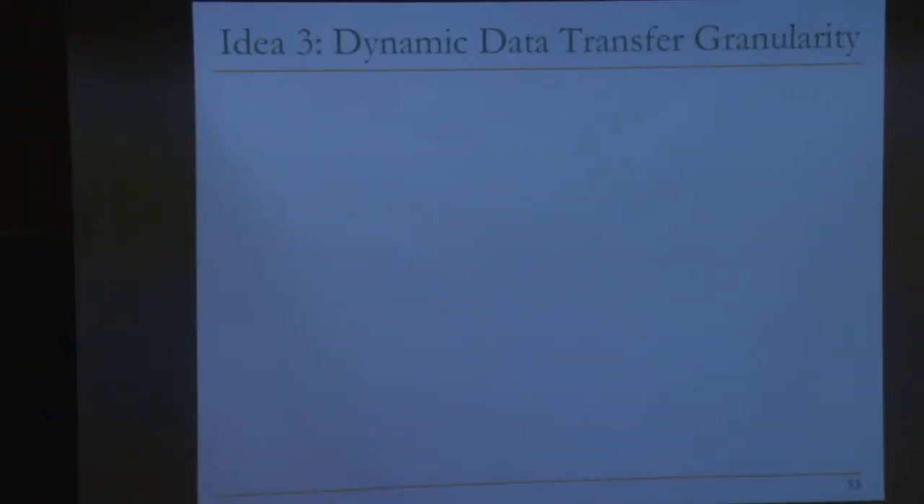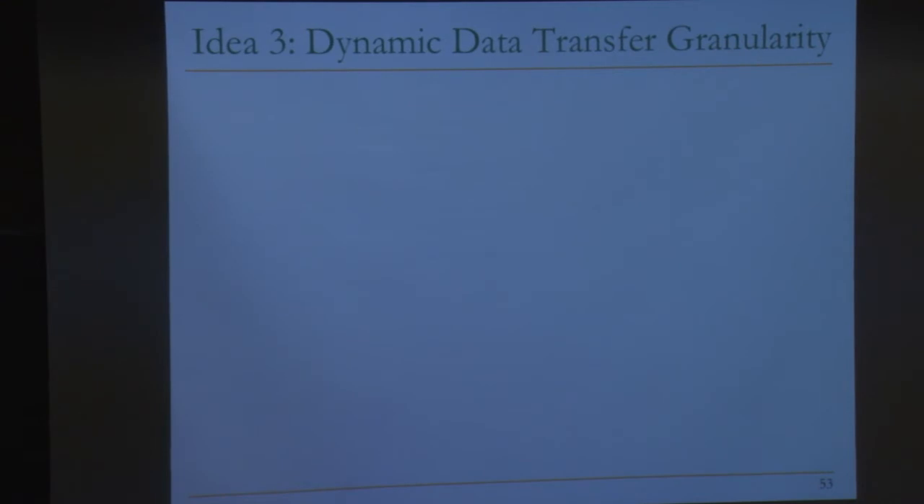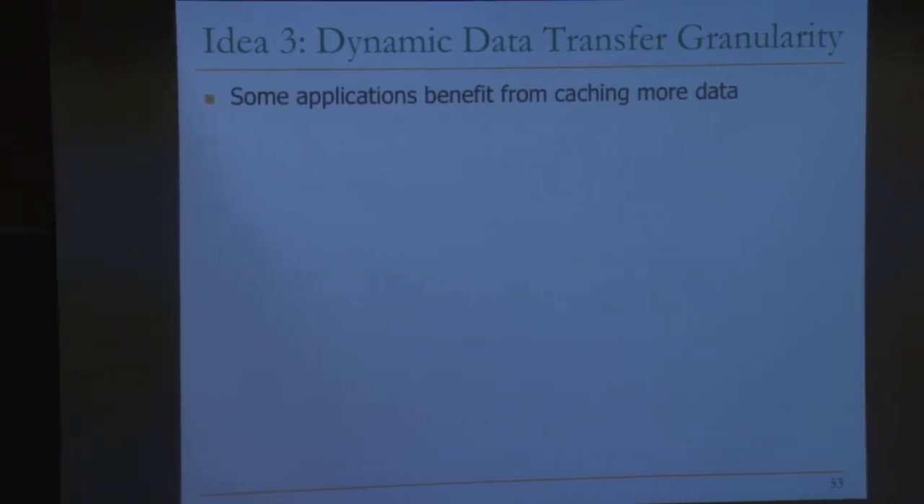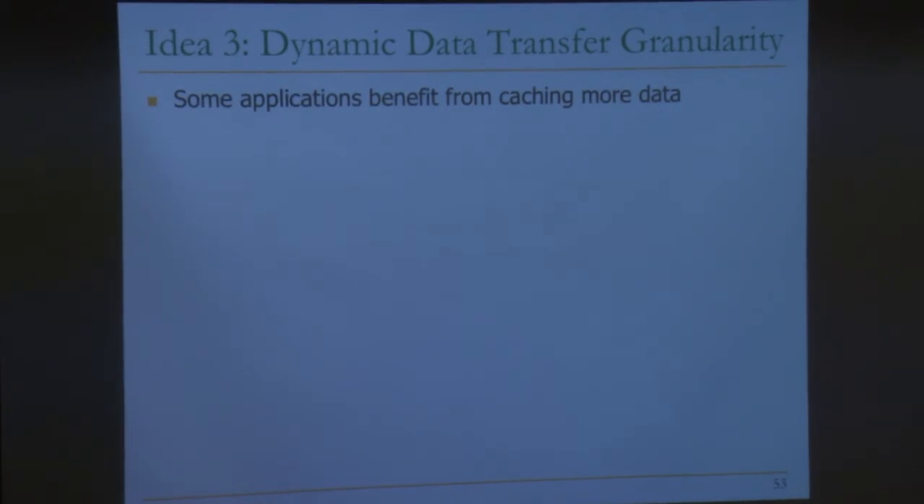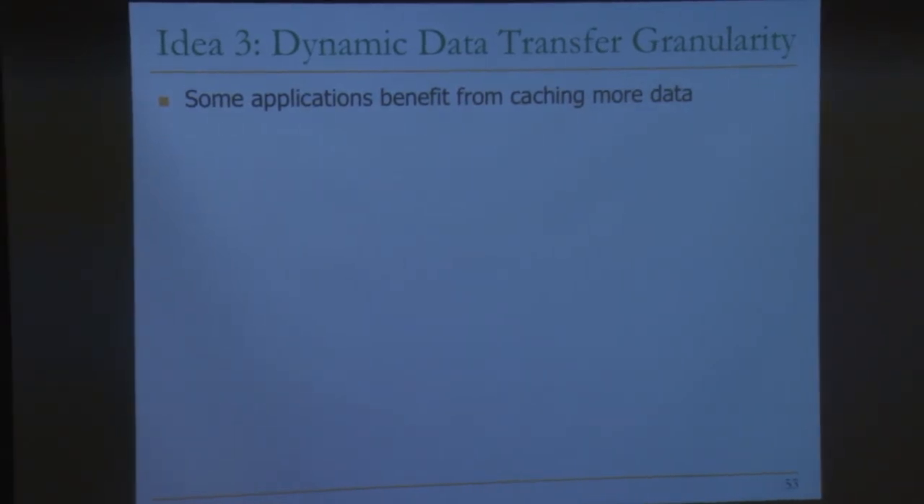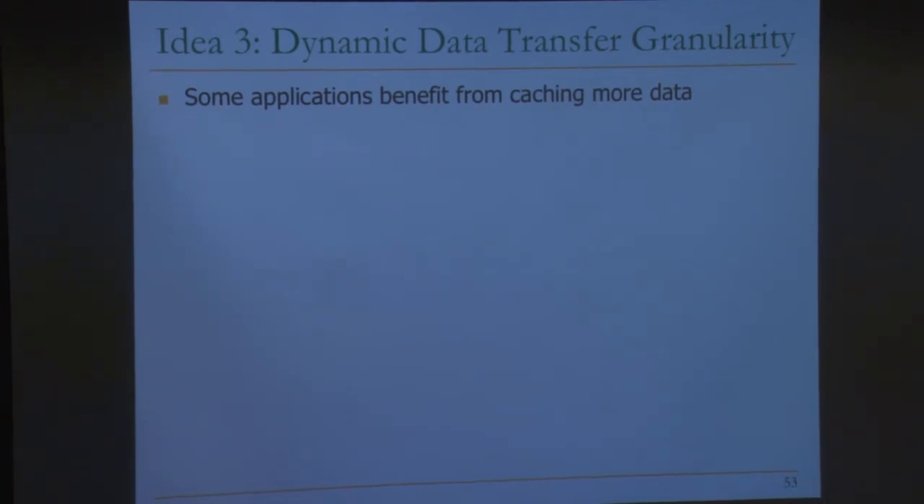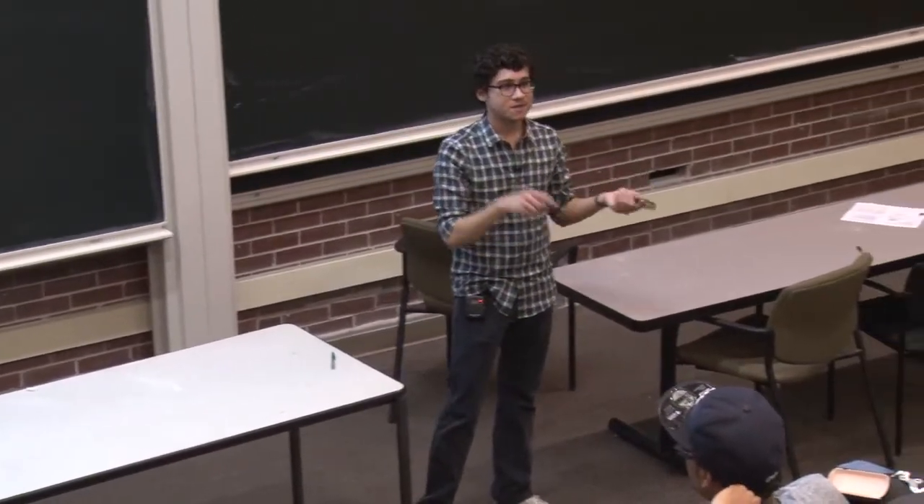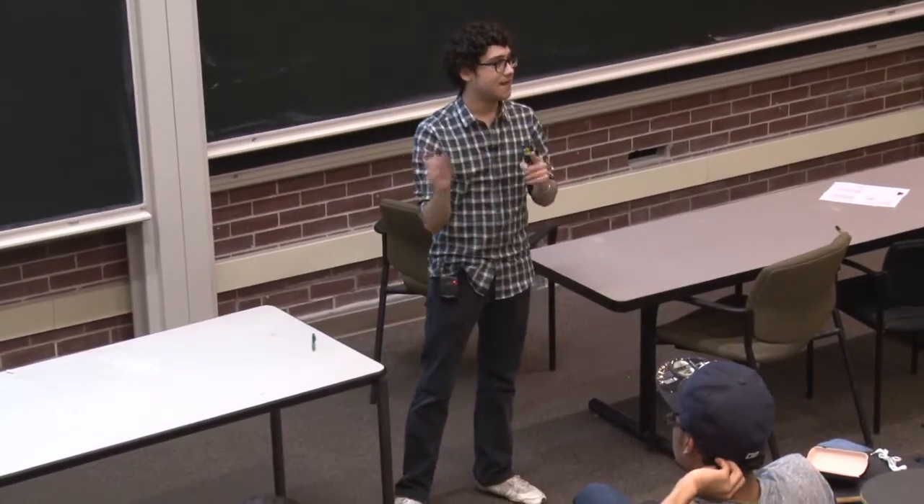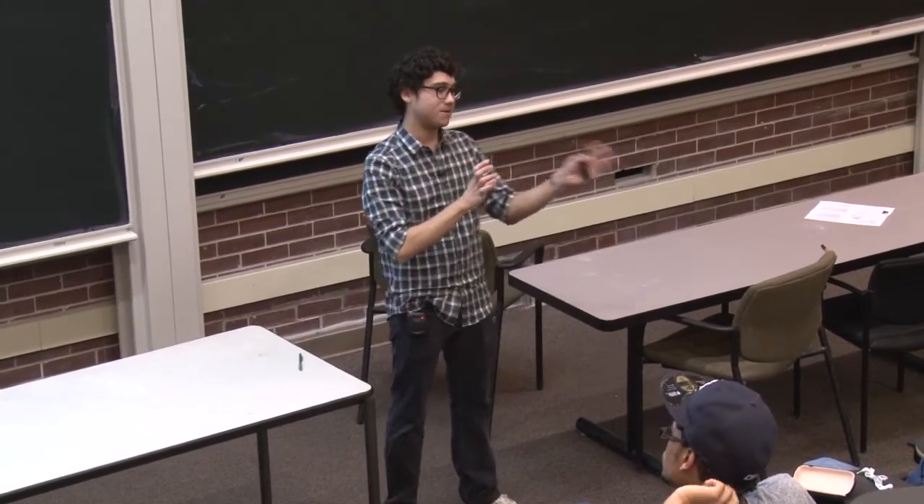There's a third idea that is enabled once you start to store data at these different granularities in the cache, which is dynamic data transfer granularity. As you can imagine, some applications can benefit from caching more data at a time. This is kind of like thinking about prefetching. If you have a streaming access pattern, you might benefit from moving a large amount of data into the cache compared to if you have more of a random access pattern, where you're just accessing a block here, a block there.